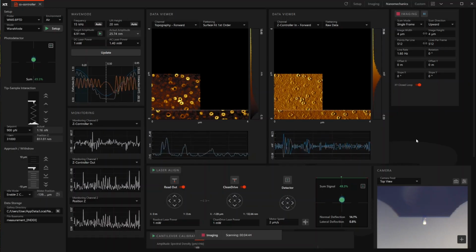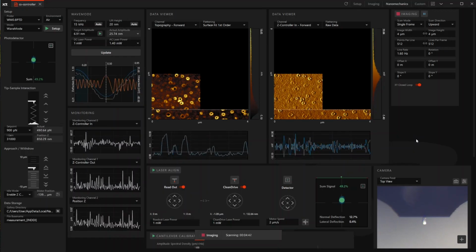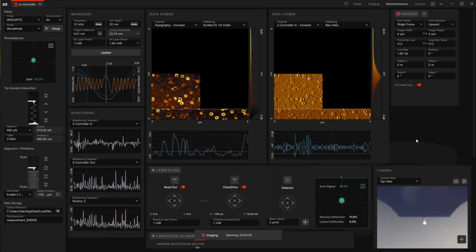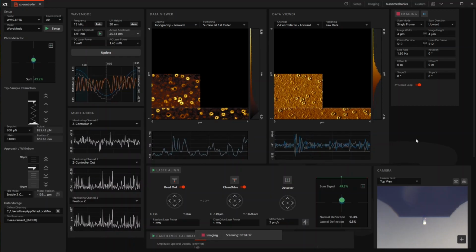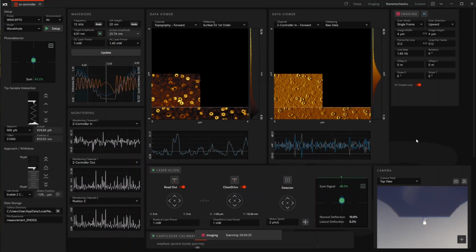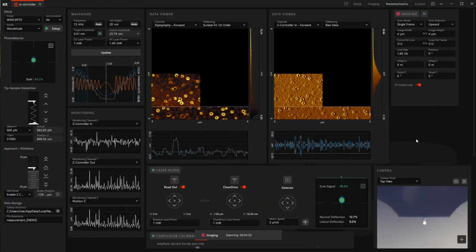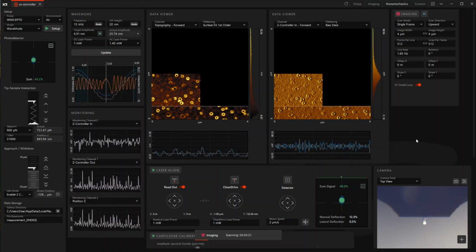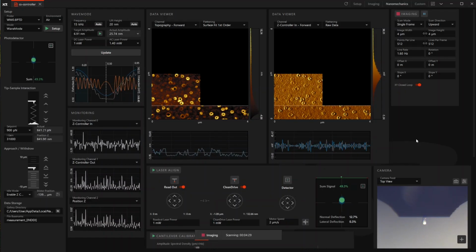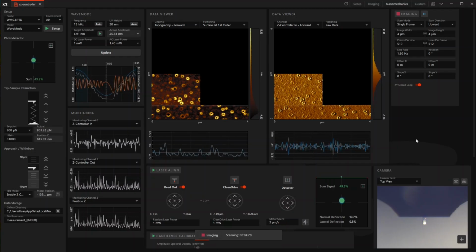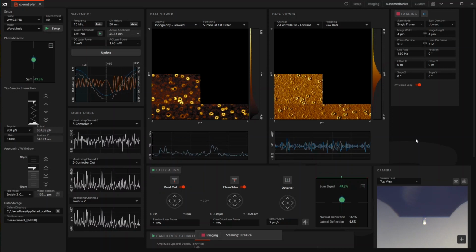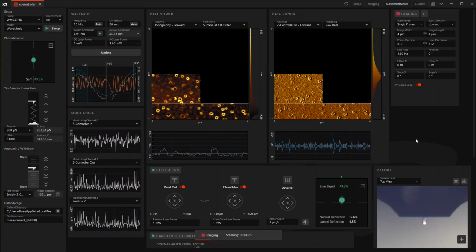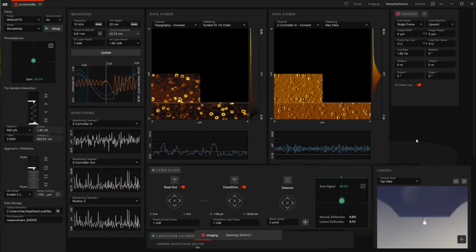In terms of set point, it's still okay to apply a little bit more force. Doing tests, I went up to 2, 3, 4 nanonewtons, and I didn't notice tip degradation. But I was only after 1 or 2 images. Of course, if you want to take a lot of images or scan a large area, probably you want to keep a low set point.